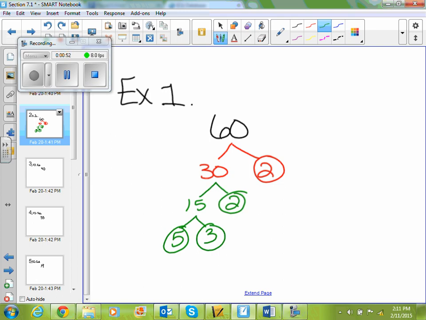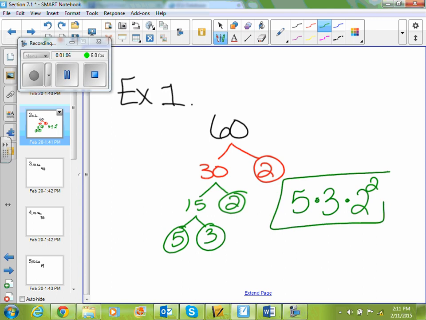The numbers I circled are the only ones I care about because those are my primes. Okay, so I have 5 times 3 times 2. How many 2's do I have? 2. So times 2 squared. This is my factors then. Is that the answer? That's the answer. Okay.